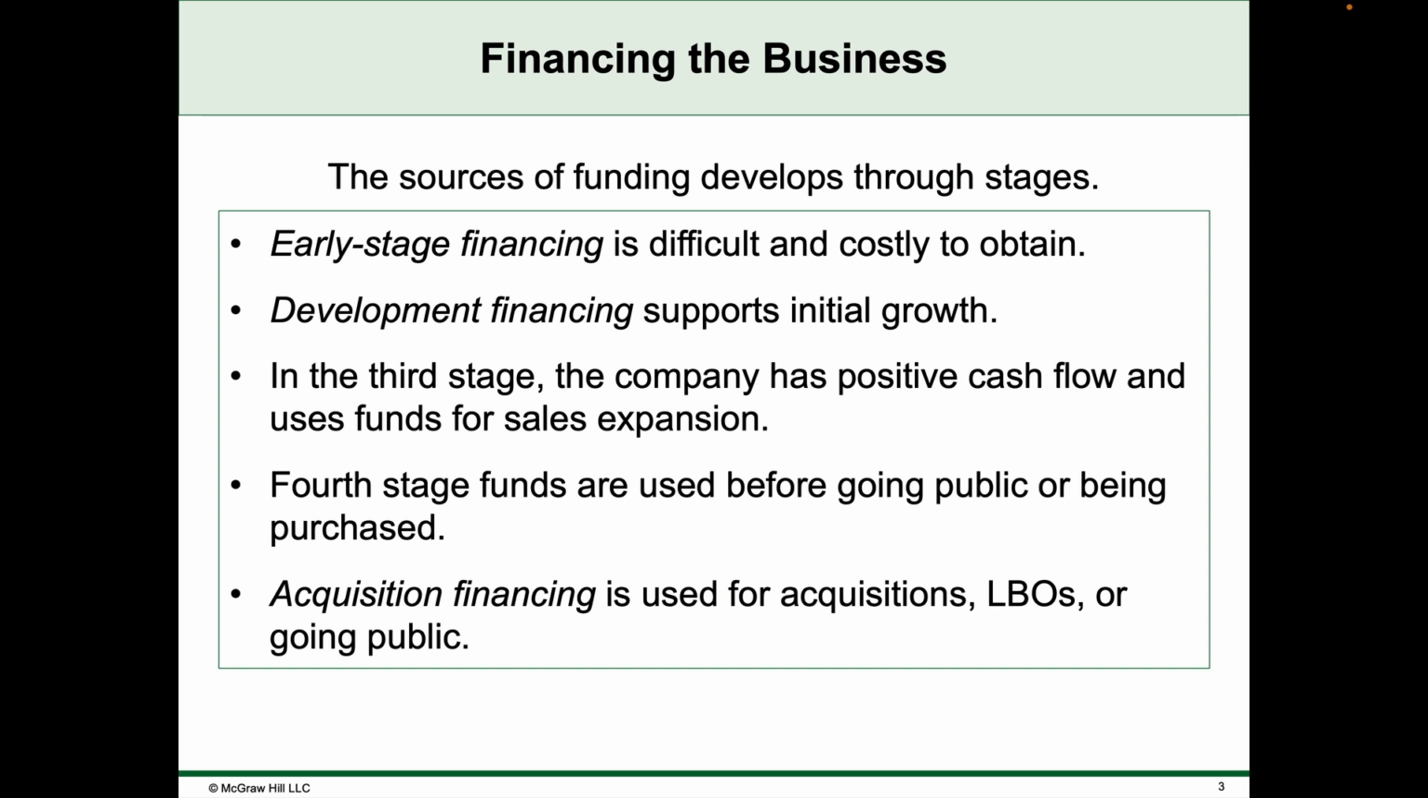At different stages of your business, you will need funding for different objectives. In the early stage, you need funding to get started, and that's actually when it's more difficult to obtain and it actually costs more. Later, you will need financing to develop your business. That's when you are going through your initial growth. In the third stage, you will need money to expand sales. In the fourth stage, you would need funds to get ready for an IPO. And in the last stage, you would need financing for acquisitions, LBOs, or for actually going public.